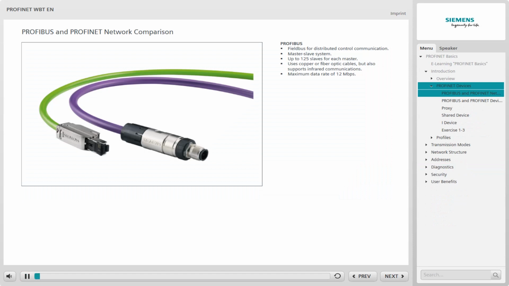As you have seen, PROFINET is an advancement from PROFIBUS. To understand that better, consider the following network characteristics. PROFIBUS is a field bus, which means that it is intended for distributed control communication. PROFIBUS is a master-slave system, which means that a slave device cannot communicate until requested to do so by its master device. A PROFIBUS master can control up to 125 slave devices. PROFIBUS primarily uses copper or fiber optic cables, but infrared communication is also supported. PROFIBUS has a maximum data rate of 12 megabits per second.